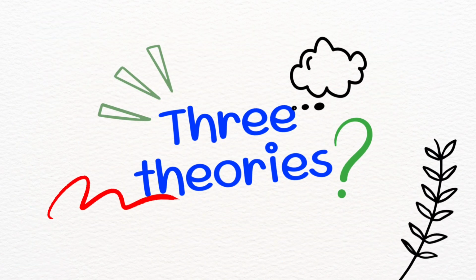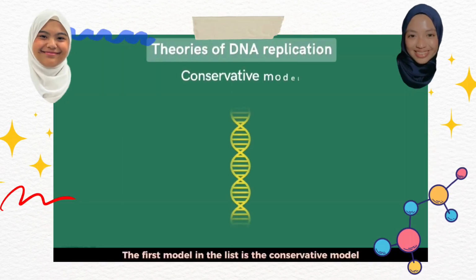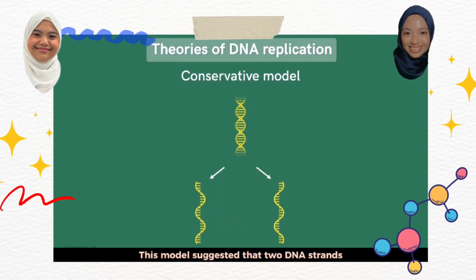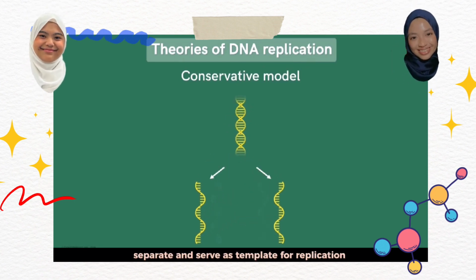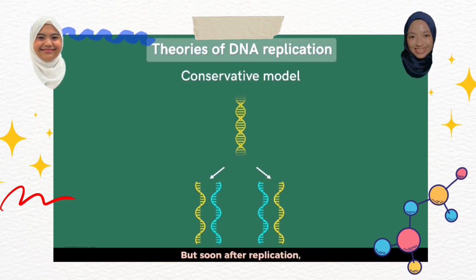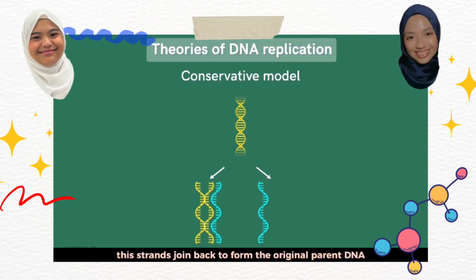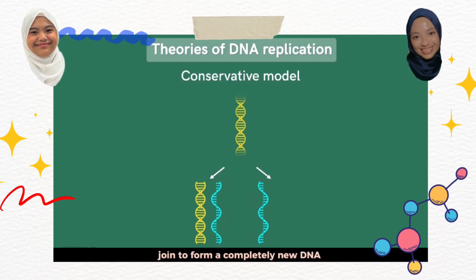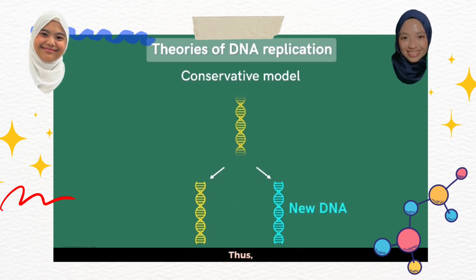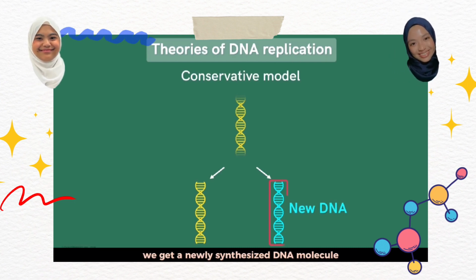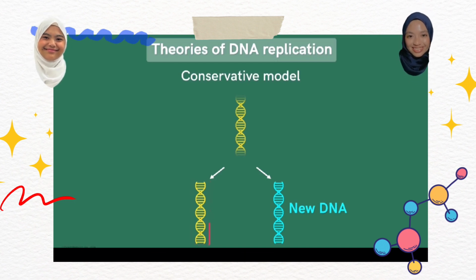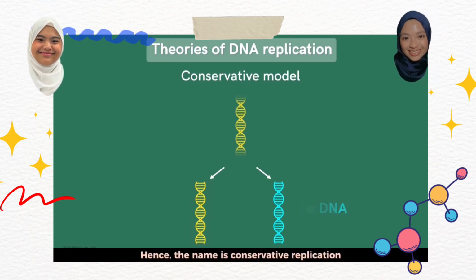The first model in the list is the conservative model. This model suggested that two DNA strands separate and serve as templates for replication. But soon after replication, the strands join back to form the original parent DNA, while the newly synthesized strands join to form a completely new DNA. Thus, we get a newly synthesized DNA molecule, and we also get the original parent DNA molecule back, which is conserved. Hence, the name conservative replication.